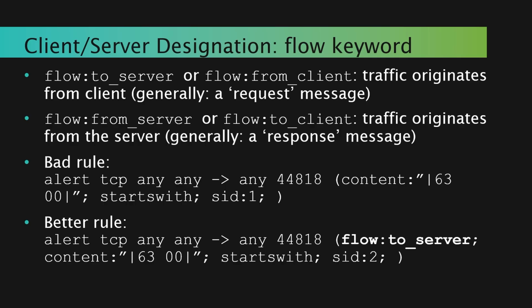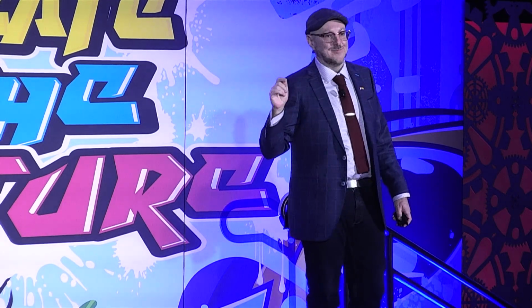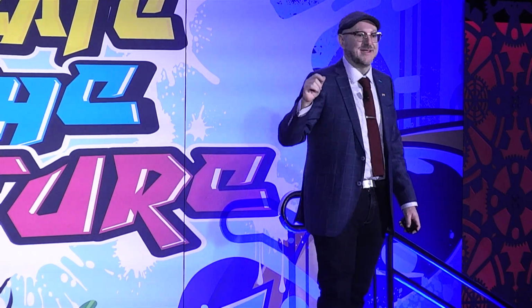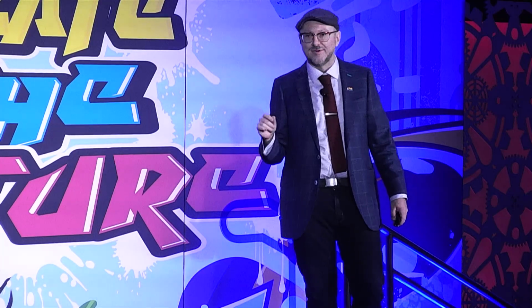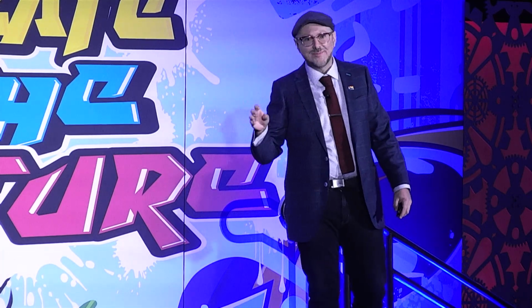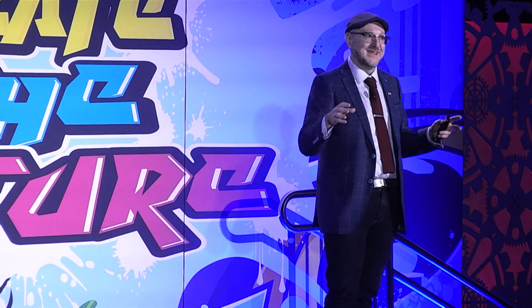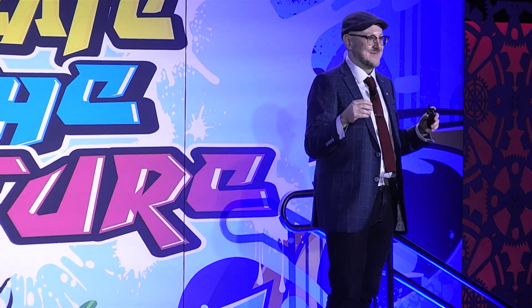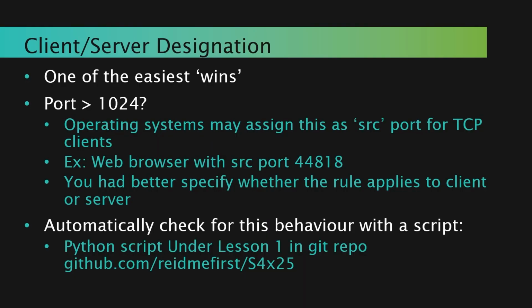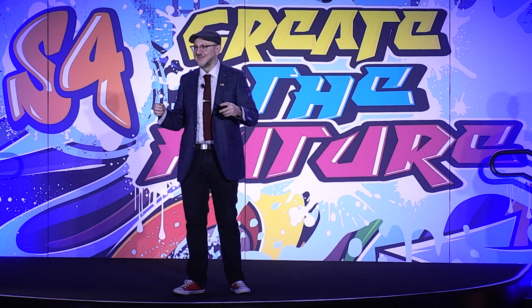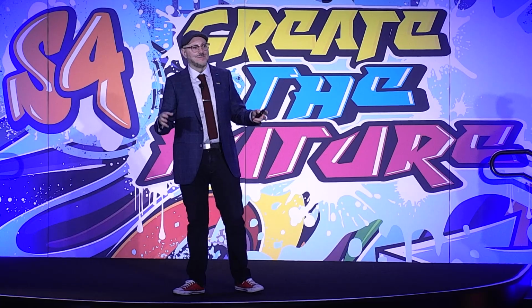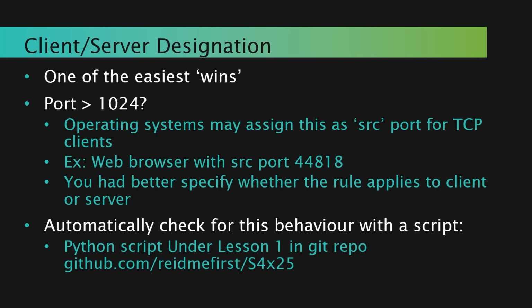But the better rule is to add this flow direction. You want to say that this is a packet that's a request packet, so it's going to a server. The reason that the original rule was a bad rule is because Ethernet IP uses TCP port 44818. TCP has a source port and a destination port. Operating systems typically give source ports greater than 1024 to any network client. So if you have a web browser, for example, and you open up a connection to Gmail, your web browser may be assigned the source port 44818.